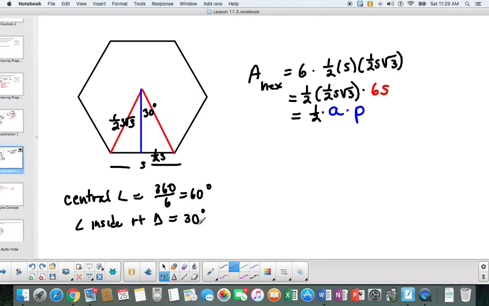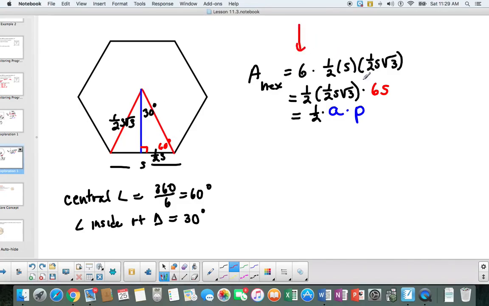I'm going to take half of that angle, and that'll be the angle on the inside. Now this is a 30, 60, 90 triangle. If this length here is S, half of it will be 1/2 S, and that's the short leg. The long leg will be √3 longer, so this is going to be 1/2 S √3. I'm going to have 6 of these triangles, so here's the 6.